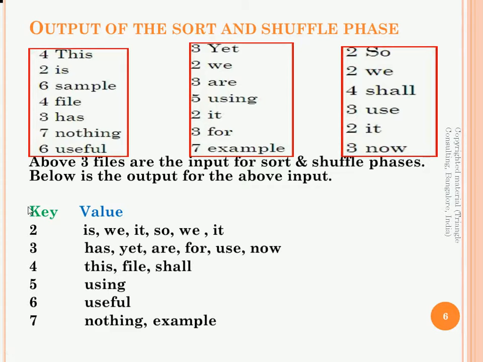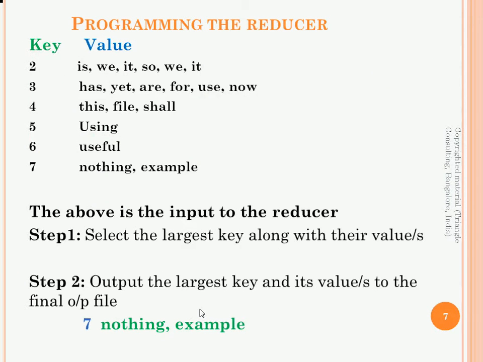Yes, simple. You just have to program the reducer so that it picks up the largest key among all these: 2, 3, 4, 5, 6, and 7. 7 is obviously going to be the largest key. So the reducer has to be programmed to pick up the largest key and also display the corresponding values, which are the two words, nothing and example. When you display the two words nothing and example along with the key, that's what we are expecting as the final output. We need to display all those words in the file which have the largest length. So that's what we have done in the reducer here.